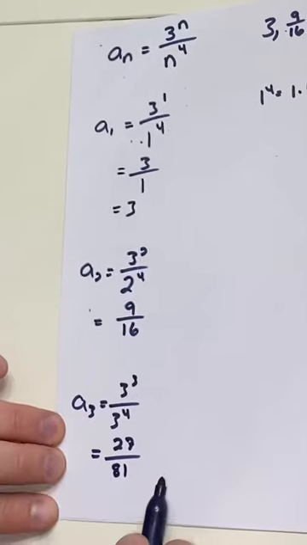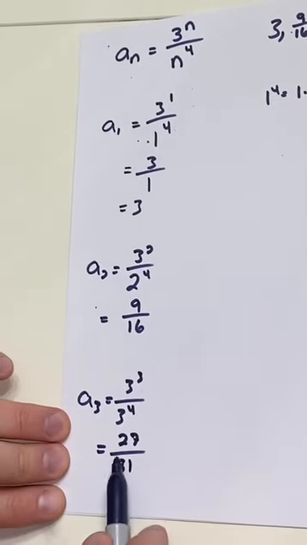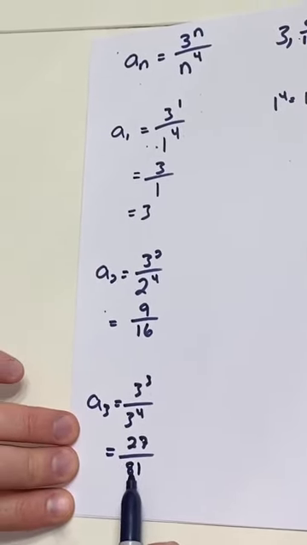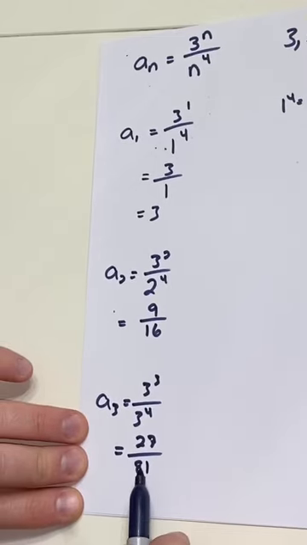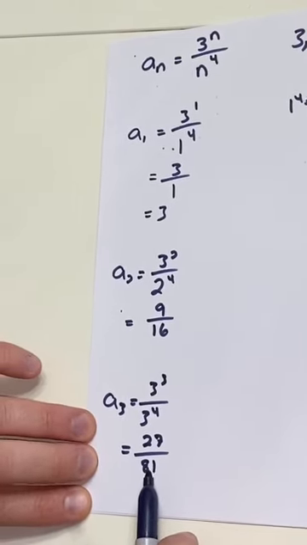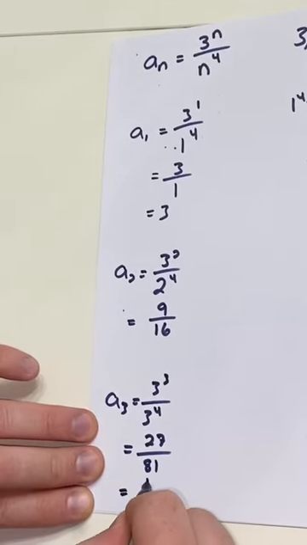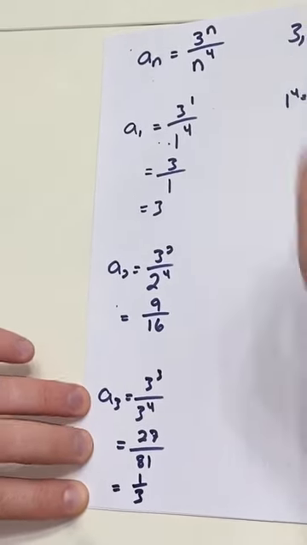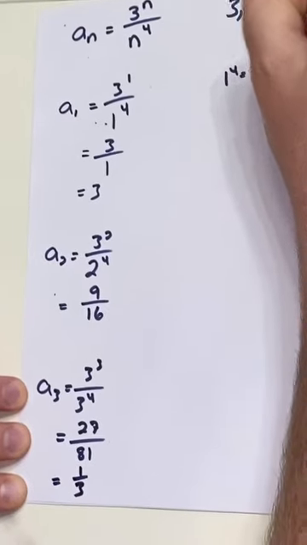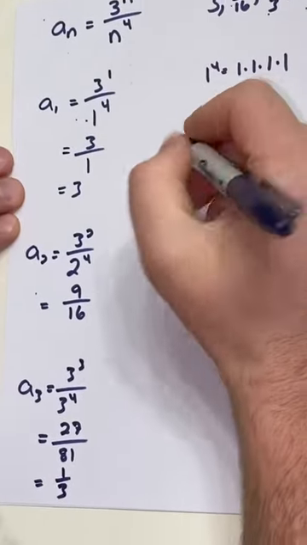Now I can reduce that to lowest terms because I can divide them both by 9, or I can divide them both even by 27. So it's 1 over 3, I think. I hope I'm right. I could be totally wrong, and you could prove me wrong.